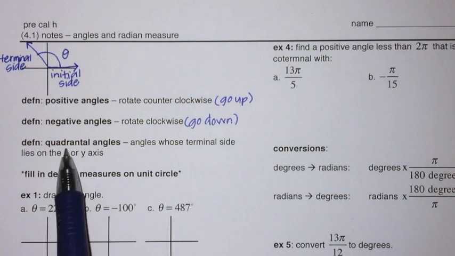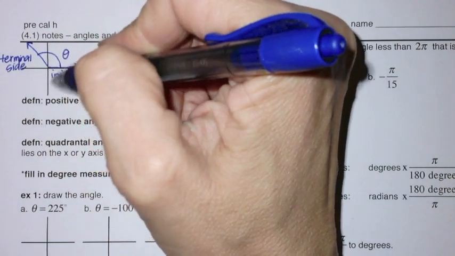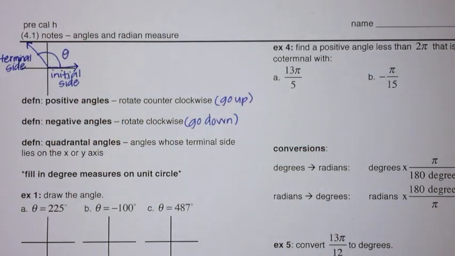One other definition is the quadrantal angles. So 90, 180, 270, and 360 are all quadrantal angles because the terminal side ends up on the x or the y-axis. So right here we have a little note to fill in the degree measures on the unit circle.